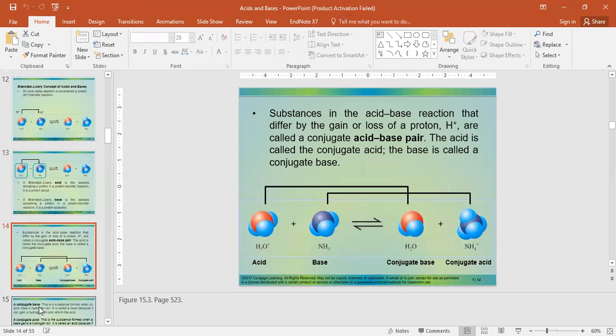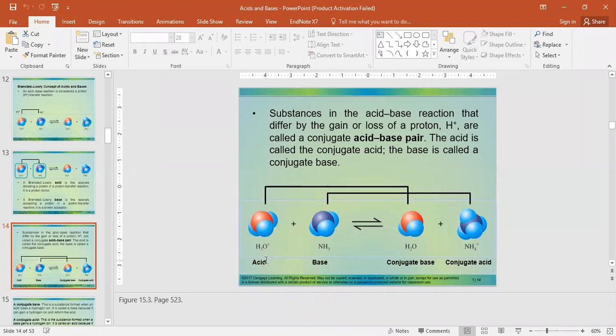Now, the substances in the acid-base reaction that differ by the gain or loss of a proton are what we call the conjugate acid-base pair. Here we talk about a conjugate acid and a conjugate base, which I'm going to define and give examples. And we can say that the acid is called the conjugate acid, while the base is called the conjugate base.